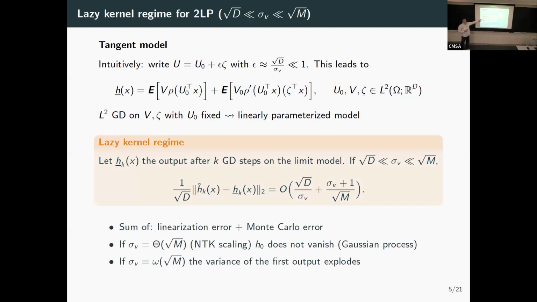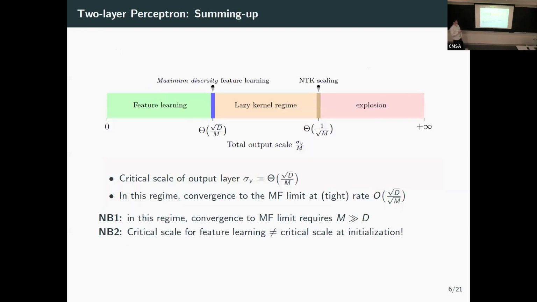I will not enter into the detail for this phase because we are mostly interested in the phases where we have feature learning. But it is to mention that in each of the phases, we can do an analysis. So let me summarize what we have for two-layer neural networks. Now we will move to ResNets.